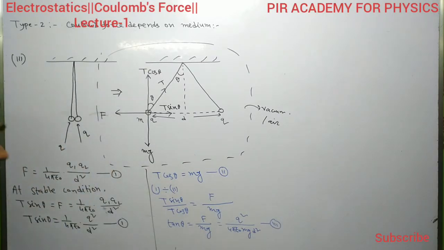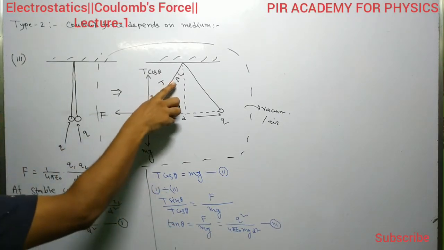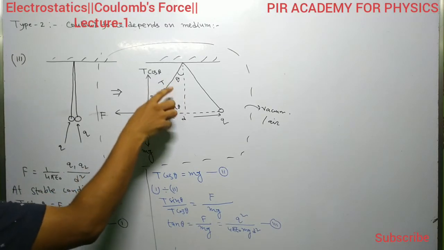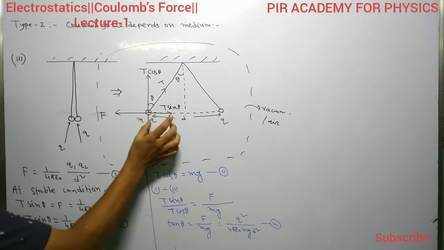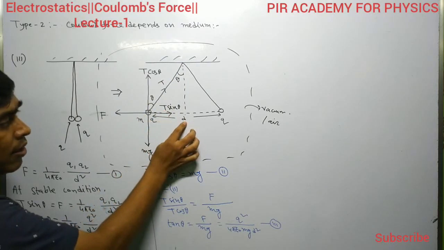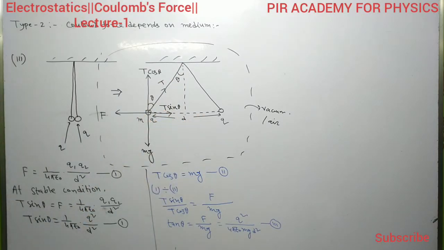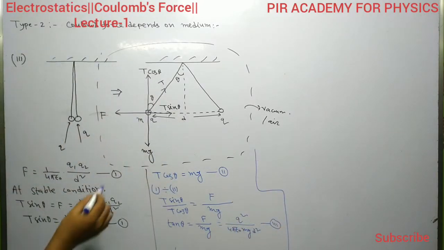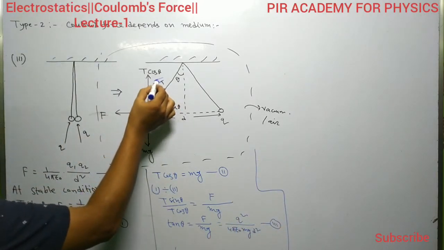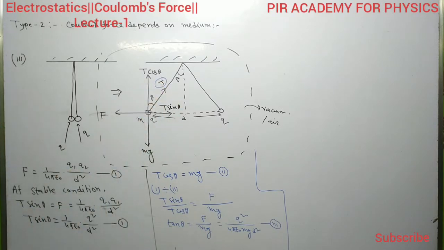So using this formula you can calculate the theta. If you know this theta and the length of this wire, then you can easily calculate the distance between two charges. So another calculation is you have to find out the tension of this wire.